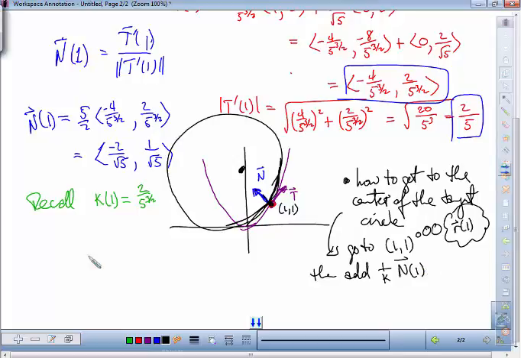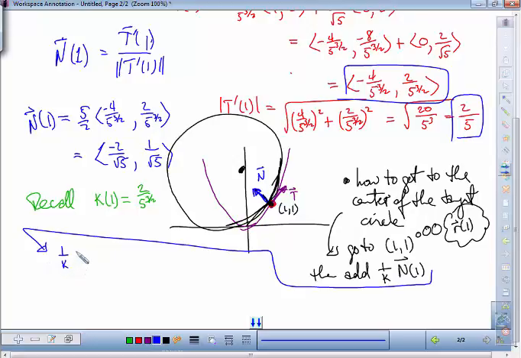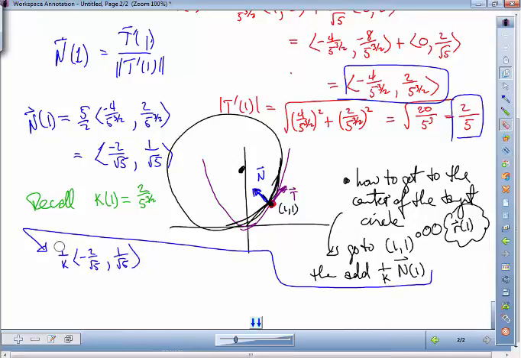All right, let's see if we could do that. So 1 over kappa times -2 root 5, 1 over root 5. Actually, I'm going to erase 1 over kappa and put the value there, which is 5 to the 3/2 power divided by 2.